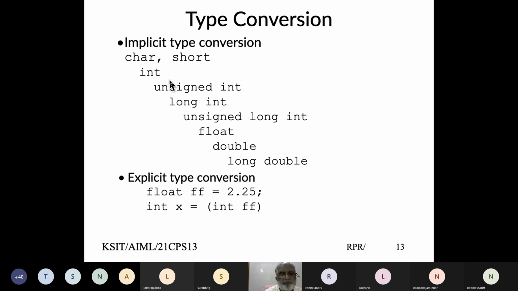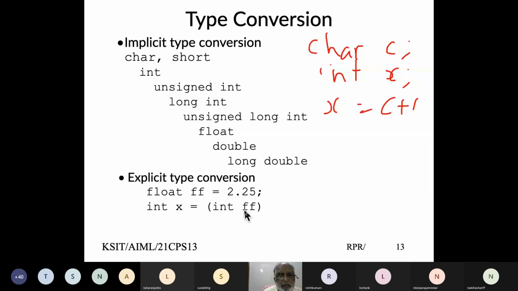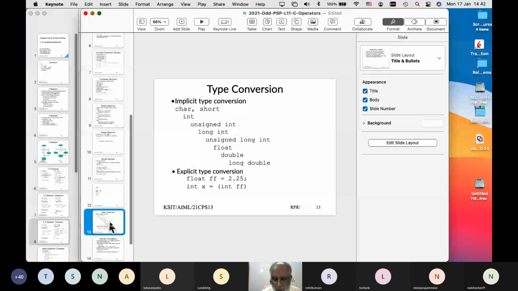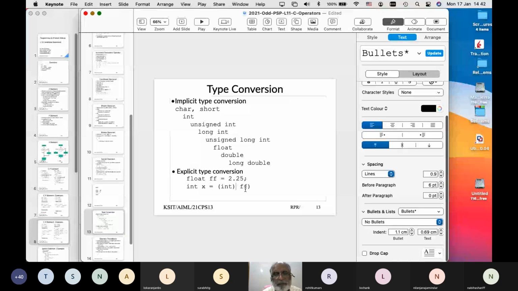Sometimes you want to do a specific type conversion. If I were to say int ff, it will discard the decimal part, and you'll get only the integer part of it. It should actually be like this. Again, there's an error there. So that means discard the decimal part, keep the integer part, and then the conversion happens.